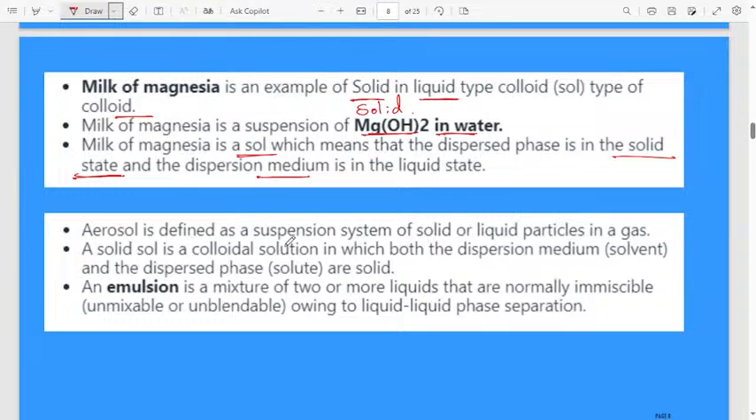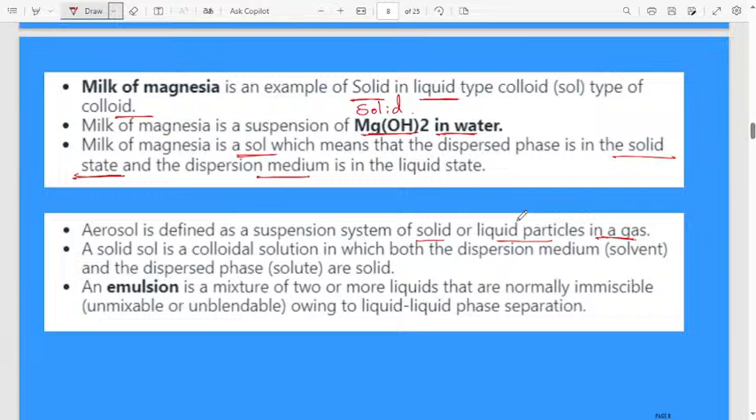Aerosol is defined as a suspension system of solid or liquid particles in gas. Here, the dispersed medium is gas. The dispersed state is either solid or liquid; the solid or liquid will be dispersed in the gaseous form.